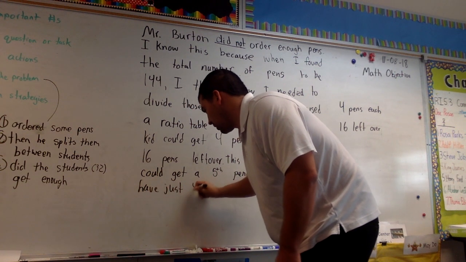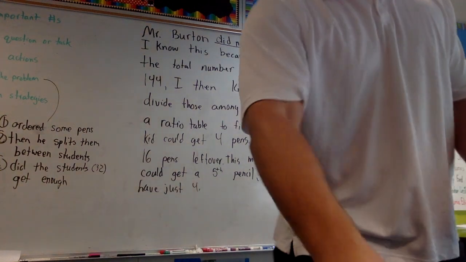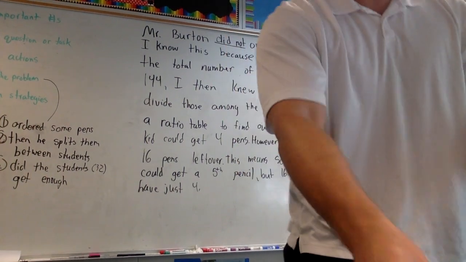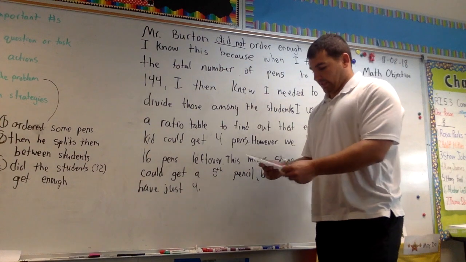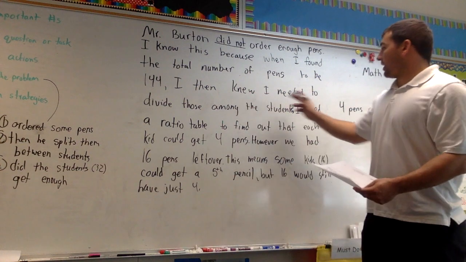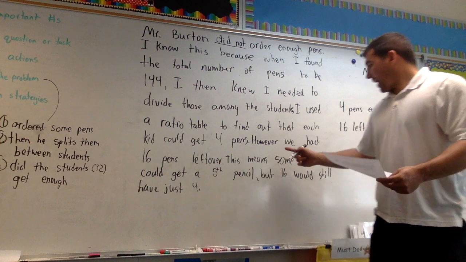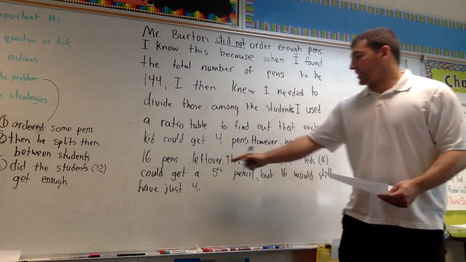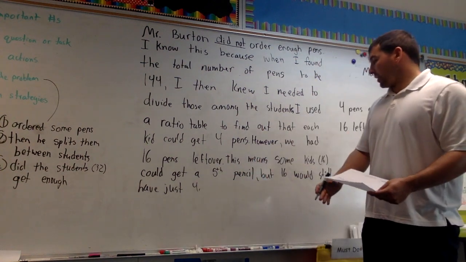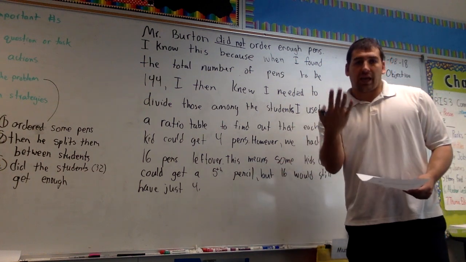Okay? So this looks back to our question, which was, did he order enough pens? And the answer is no. He did not order enough pens. Explain why or why not. He did not order enough because when I got the total and I divided it among the students using a ratio table, I found out they only got 4. However, there were 16 pens left over. This means some kids would get a 5th pencil, but 16 of the kids would still only have 4 pens.